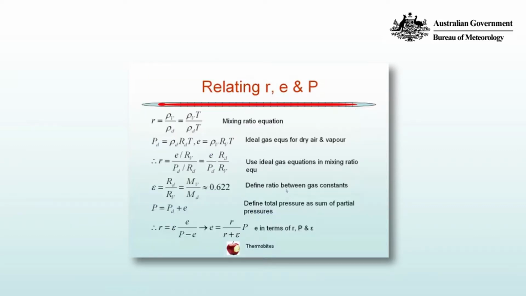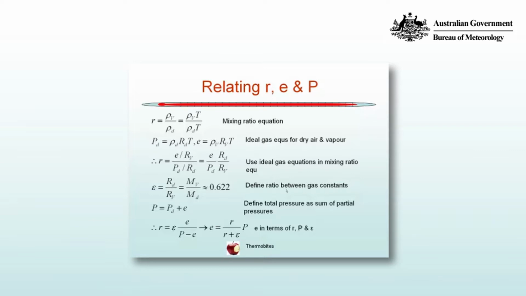There's a bit of maths on this slide, so if you need to stop the video and just find your way through the maths, then do that. The mixing ratio R is the density of vapour on the density of dry air, as we've seen, and if you multiply the equation top and bottom by temperature, you don't change anything, but what you can do is use the ideal gas equations for dry air and vapour to replace the terms rho T.